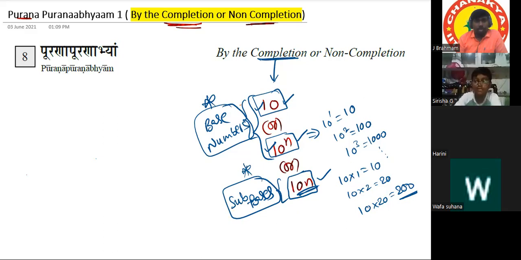Now see the sutra. Purana, Puranabhyam, by the completion or non-completion. How to apply this: any number is given, like 7 plus 9 is how much? You can tell the answer immediately. 7 plus 9 is 16. But here we don't need the answer, we need the approach. In what way we have to do it? So the approach, you have to habituate. See the approach. We have to complete.